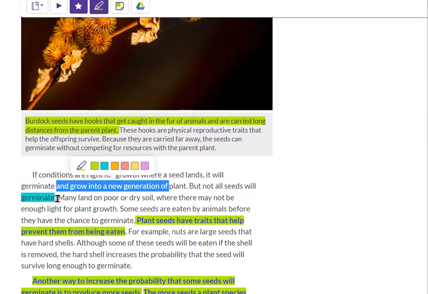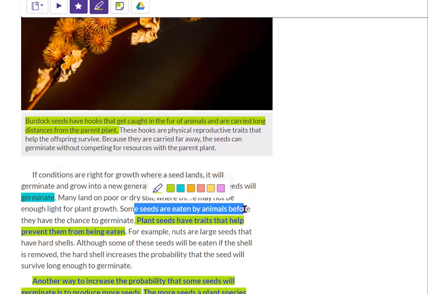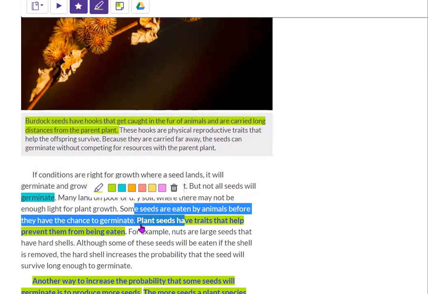But not all seeds are going to be able to germinate, right? So some of them might end up on poor, dry soil, right? And so there might not be enough light for plant growth. Some of them birds eat, right? Other animals will enjoy them, and so those won't have the chance to germinate.